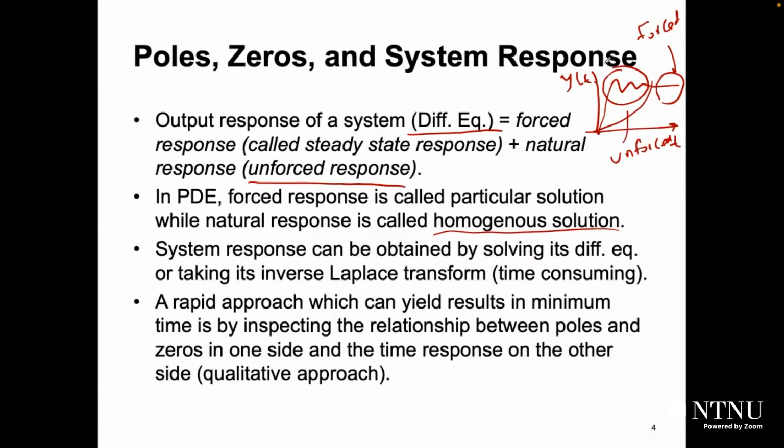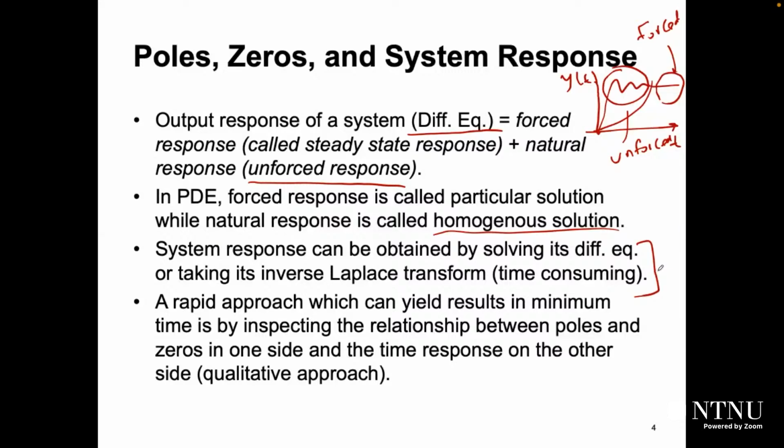So, your system response can be obtained by solving its differential equation or taking its inverse Laplace transform. We tried this process in chapter 2 and in chapter 3, and it is time consuming. Maybe one better way of doing this is to use a state space representation, and we will be able to get the same response. Because a state space representation is a set of first order differential equations, and we know how to implement it in a for loop and obtain our response.